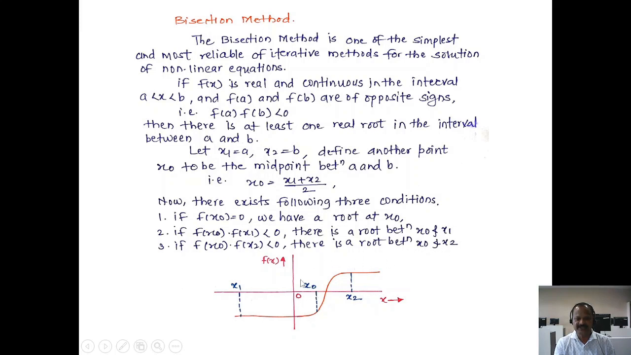This is the x direction and this is f of x. So there is a root between x1, x0 and x2. So you can find the root in between x0. This is the negative value and this is the positive value. So the root is in between x0 and x2.